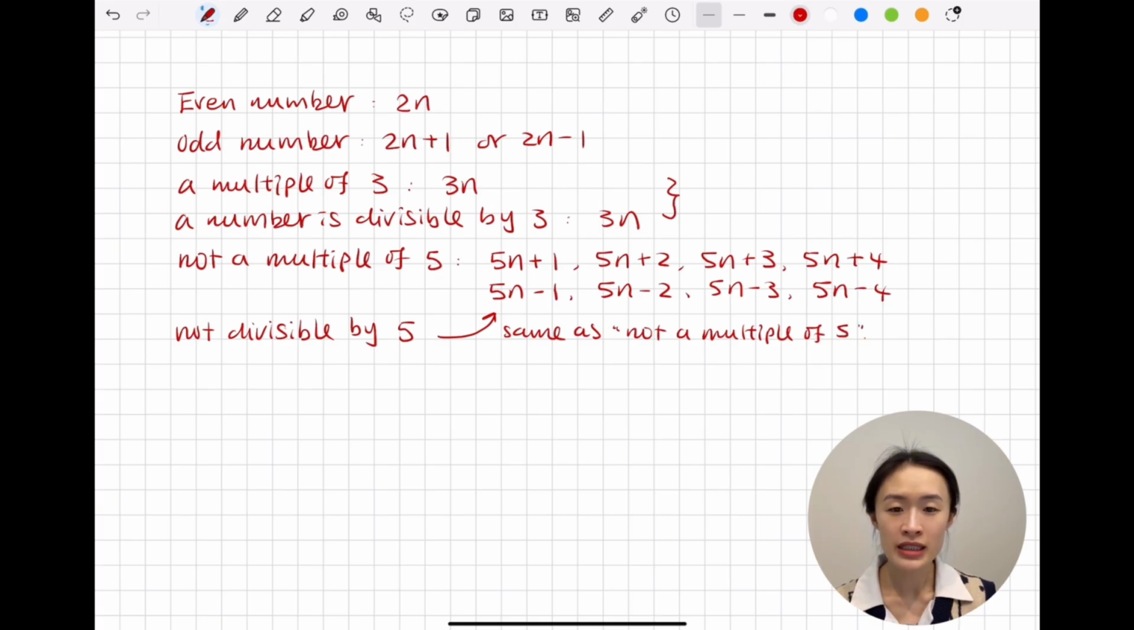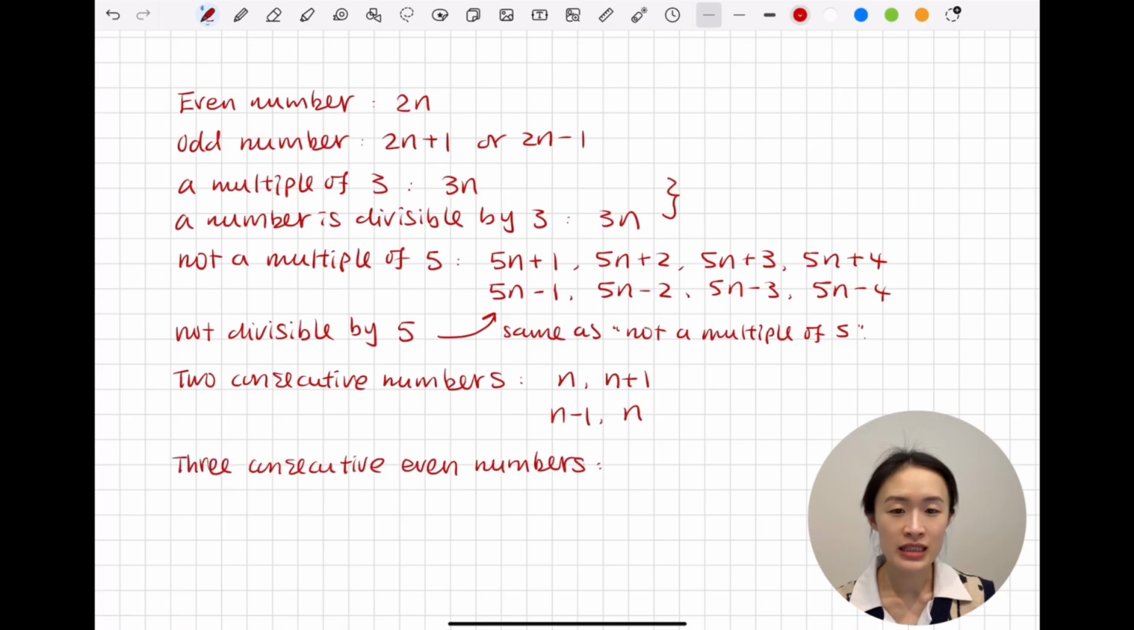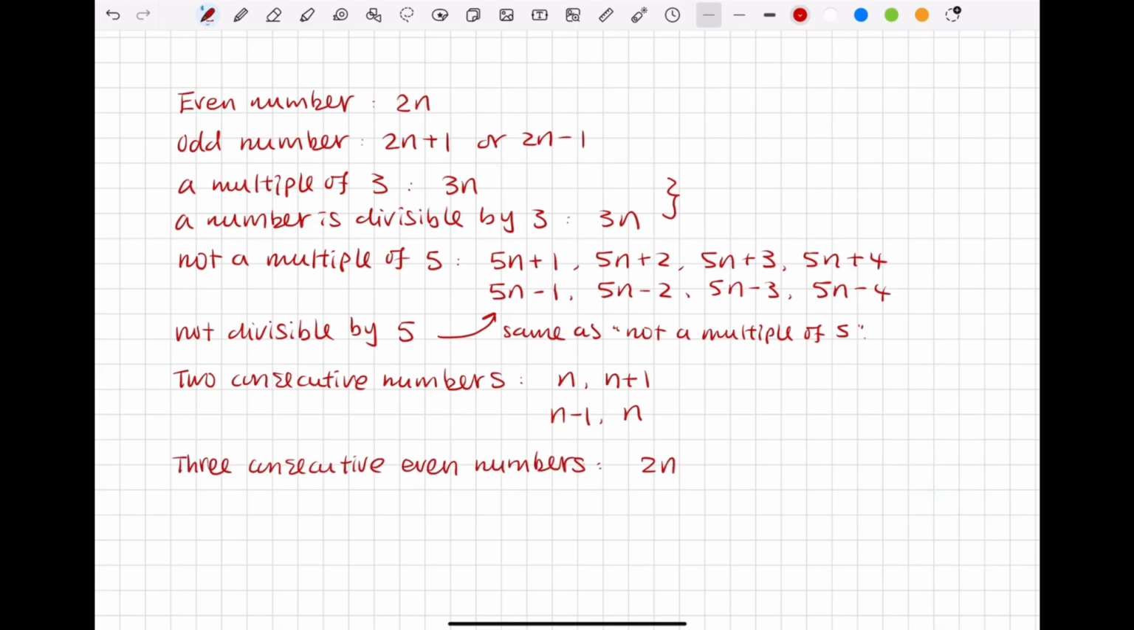If they want us to write down two consecutive numbers, so that means the two numbers are next to each other, we can have n plus 1, or n minus 1, and n. If we want 3 consecutive even numbers, then we have to go from 2n to 2n plus 2, 2n plus 4. Or if we wanted to go backwards, we could have 2n subtract 2, 2n subtract 4, and 2n.